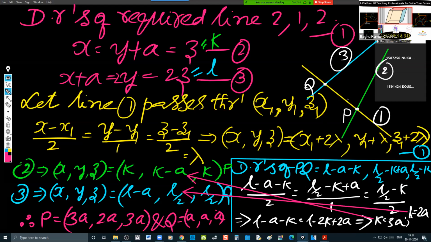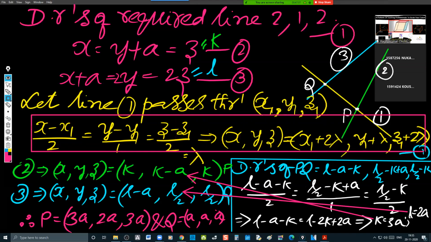Then if you write the DRs of this in terms of PQ, you got it in terms of L and K. But the DRs are already given to be 2, 1, 2. So if these are the DRs and these are the DRs of PQ, they must be the same. That means they must be proportional. We applied proportionality here and then we got the values of L and K and substituted in P and Q to get the points of intersection. I have shown you this just to make you understand the symmetric form again. Okay.